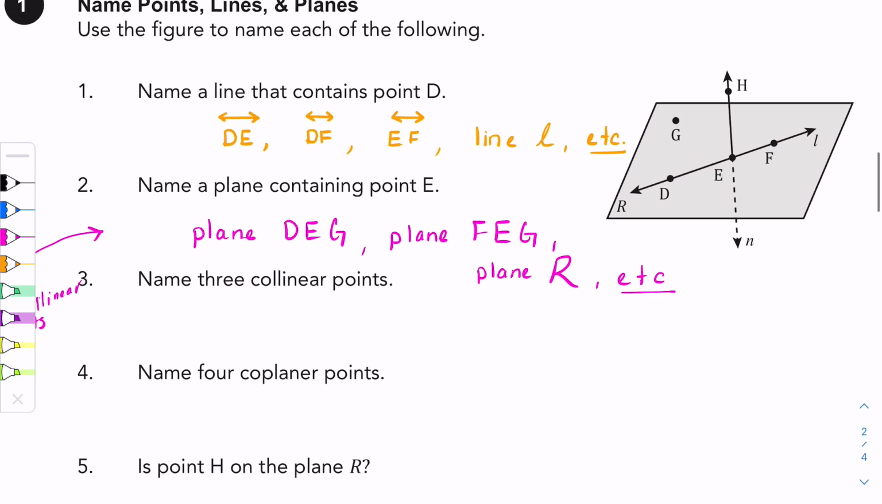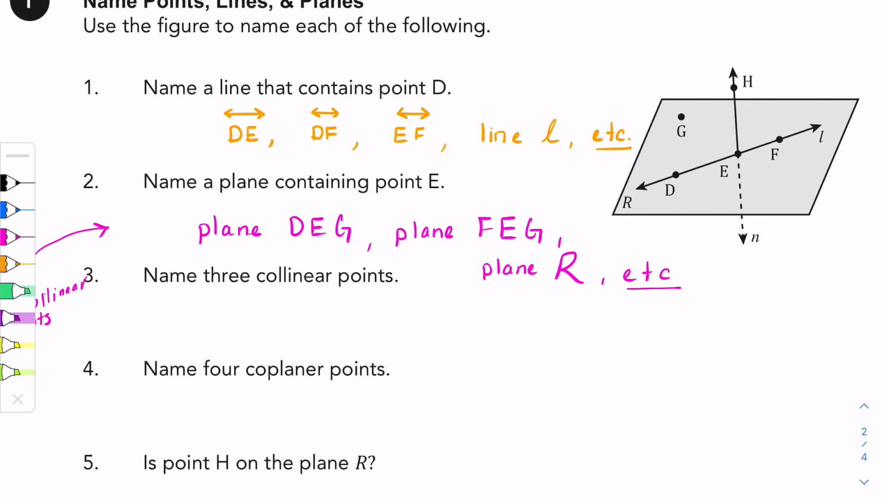Next, we're labeling 3 collinear points. There's only one line that contains 3 points, and it's line DE. So 3 collinear points would be points D, E, and F. Okay, the order wouldn't matter, but those are the points.